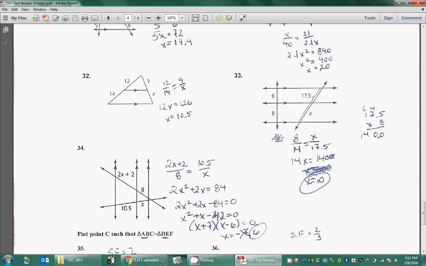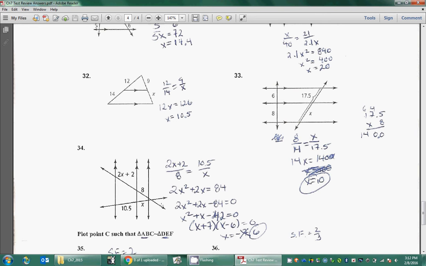So two numbers that multiply to get to negative 42, but add to get to positive 1. It's going to be positive 7 and negative 6. When I set each piece equal to 0, I get x is negative 7. Well, the problem is I can't have a negative side length there. And x equals 6. That one is possible.